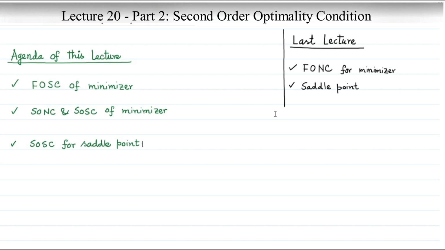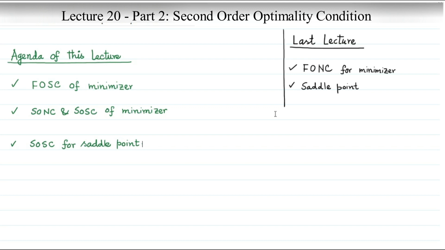And this condition was that at a point x bar, if a function f has a local minimum and if the function f is known to be differentiable, then the gradient of the function f at the point x bar must be a null vector.